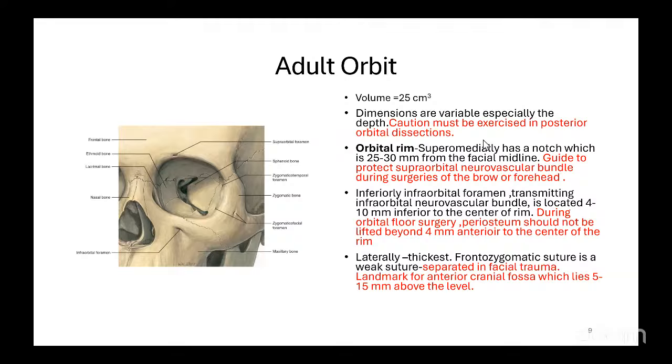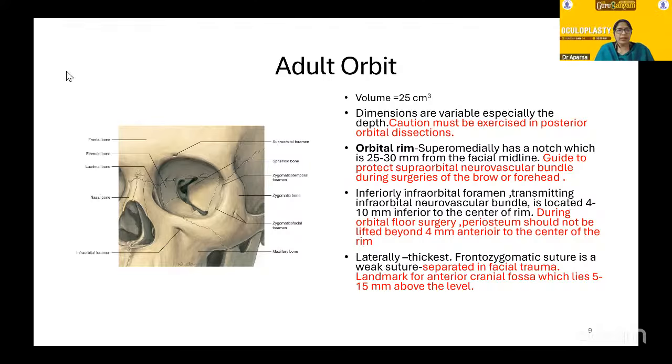Okay. So, in the adults, the volume of the orbit is around 25 cubic centimeters, and it's a pyramidal shaped structure with the apex at the back, and the base of the orbit is open anteriorly. It is formed with 4 walls, and the dimensions of the orbit are very variable, especially the depth. So caution must be exercised in the posterior orbital dissections.